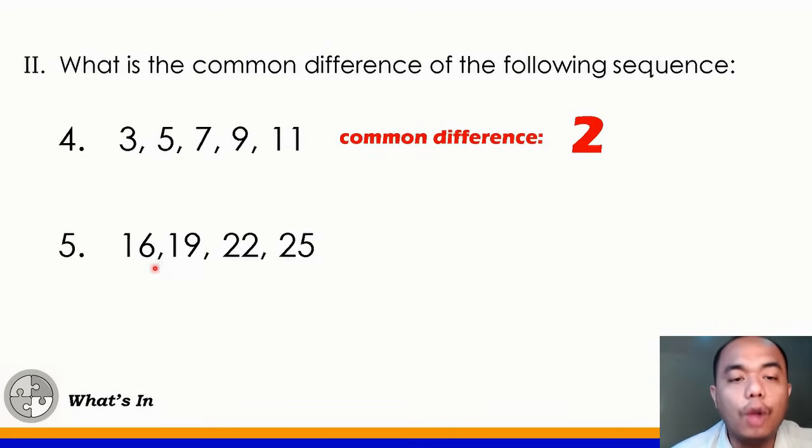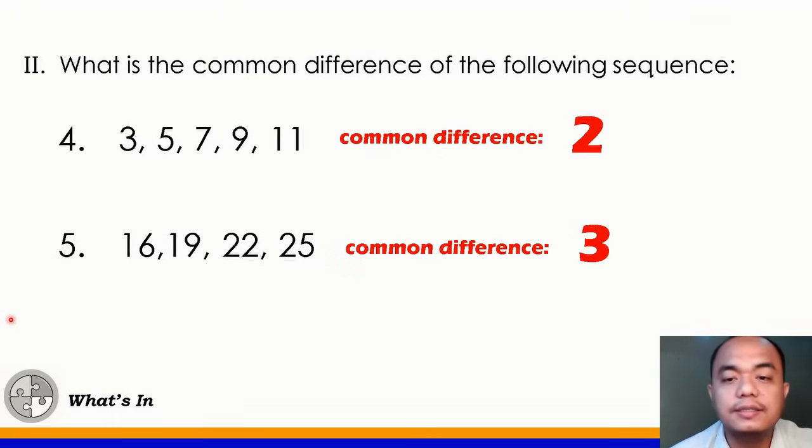Next, what is the common difference of 16, 19, 22, and 25? So again, how do you get the common difference? You subtract 19 minus 16, 22 minus 19, 25 minus 22. If you get the difference, then you'll find the common difference of the sequence. So the common difference is 3, because 19 minus 16 is 3, 22 minus 19 is 3, and 25 minus 22 is 3. Good job, grade 6.